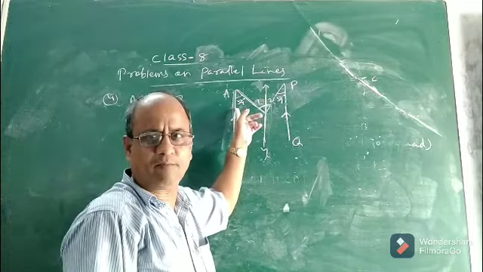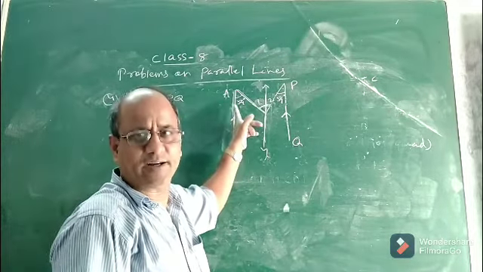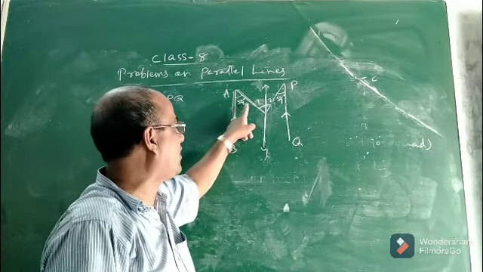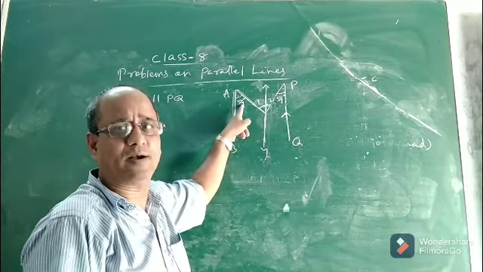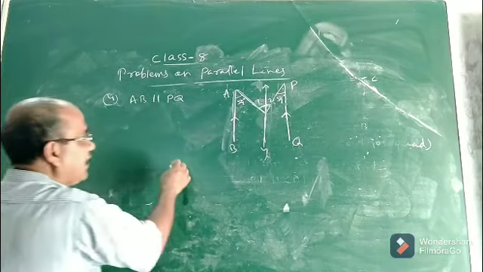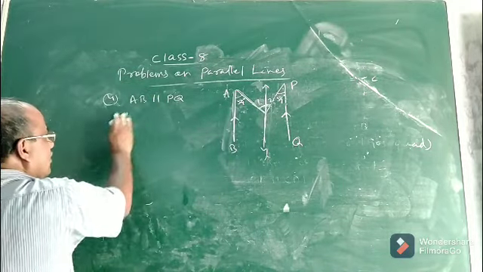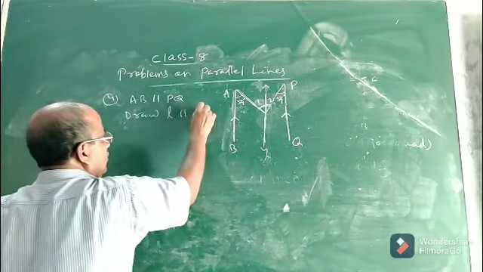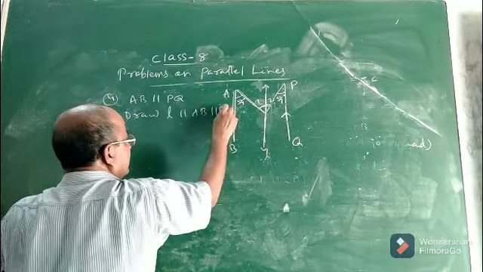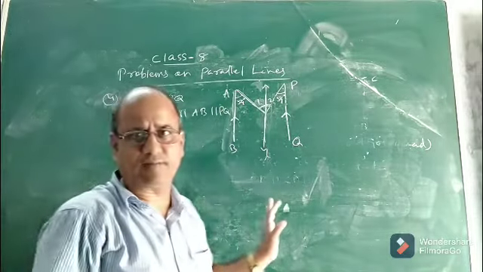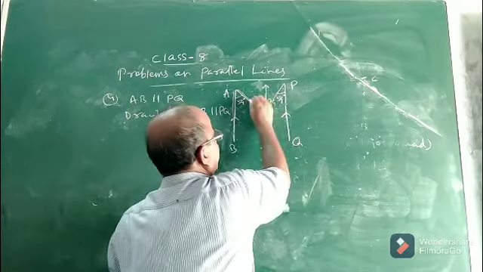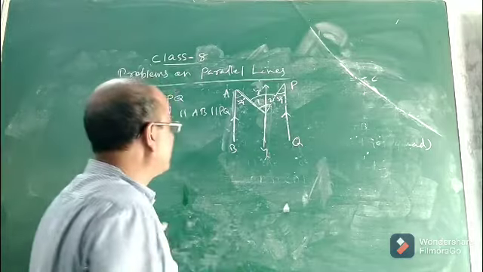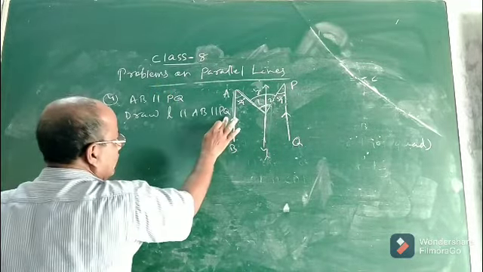They form a pair of alternate interior angles, so they must be equal. Angle 1 must be equal to 59 degrees because angle 1 and 59 degrees form a pair of alternate interior angles. So what will I write? I have to write: draw L parallel to AB parallel to PQ. This is the construction. Without construction we cannot solve this one. We cannot find the value of this angle, that is Y. So draw a line L parallel to both AB and PQ.